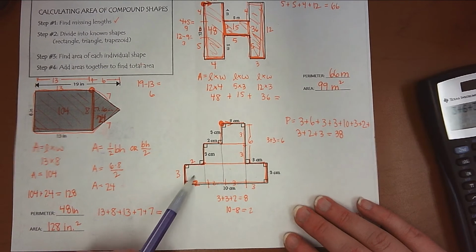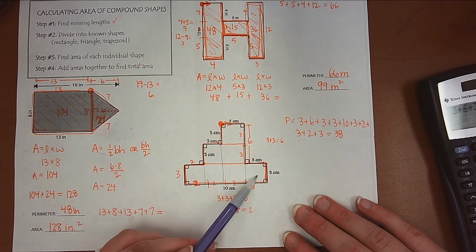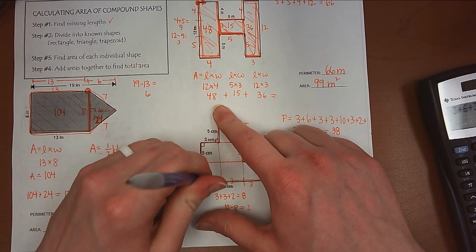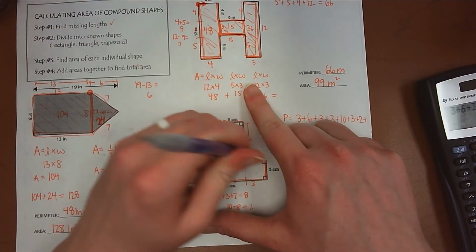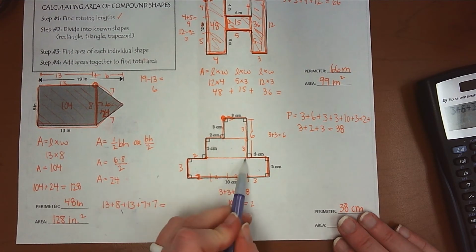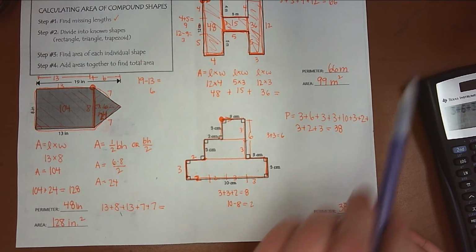Or we could divide it into all these little tiny rectangles and squares and had 1, 2, 3, 4, 5, 6, 7 of them. But again, I always want to do the least amount that I can. And so in this case, that was taking my marker and dividing it here, here, and here. 3 rectangles.